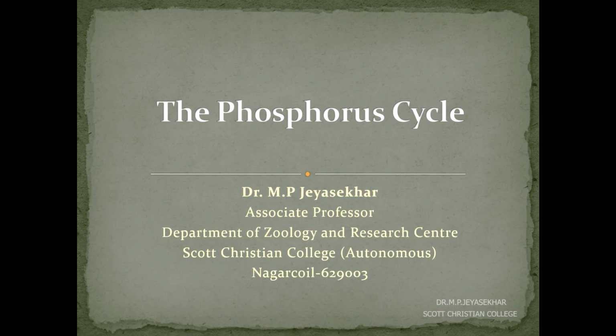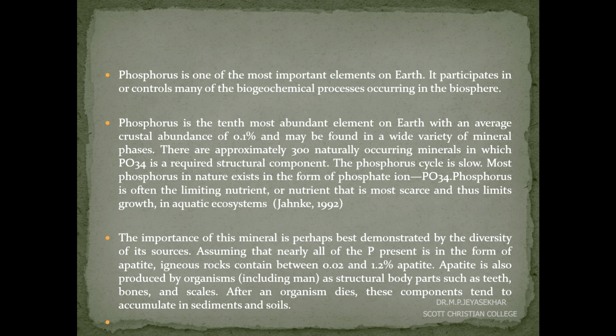This e-content explains the phosphorus cycle. Phosphorus is one of the most important elements on Earth. It controls many of the biogeochemical processes in the biosphere. Phosphorus is the 10th most abundant element on the Earth.